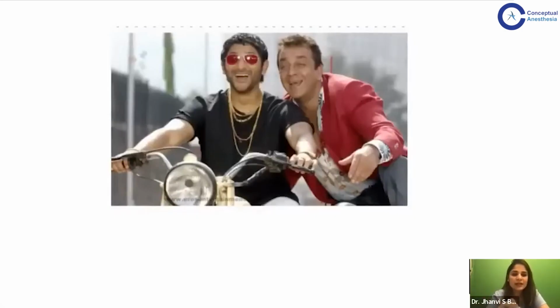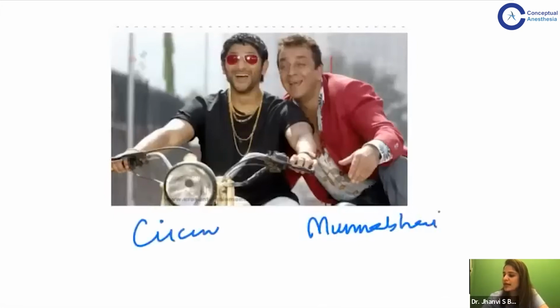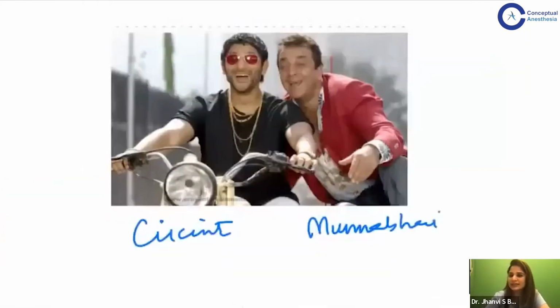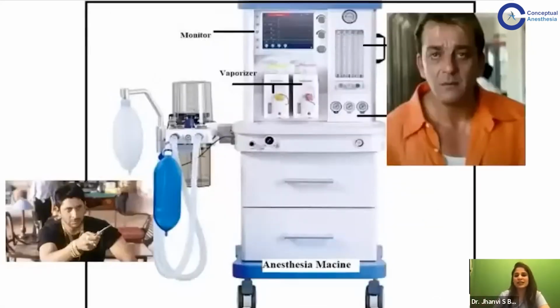So can anyone identify who these two are? These two are nothing but Munna Bhai and Circuit. Okay. So Bollywood has Munna Bhai and Circuit. But what does anesthesia have? Anesthesia has machine and circuit. So M for Munna Bhai, M for machine. So for us in the anesthesia movie, instead of Munna Bhai and circuit, we have machine and circuit.